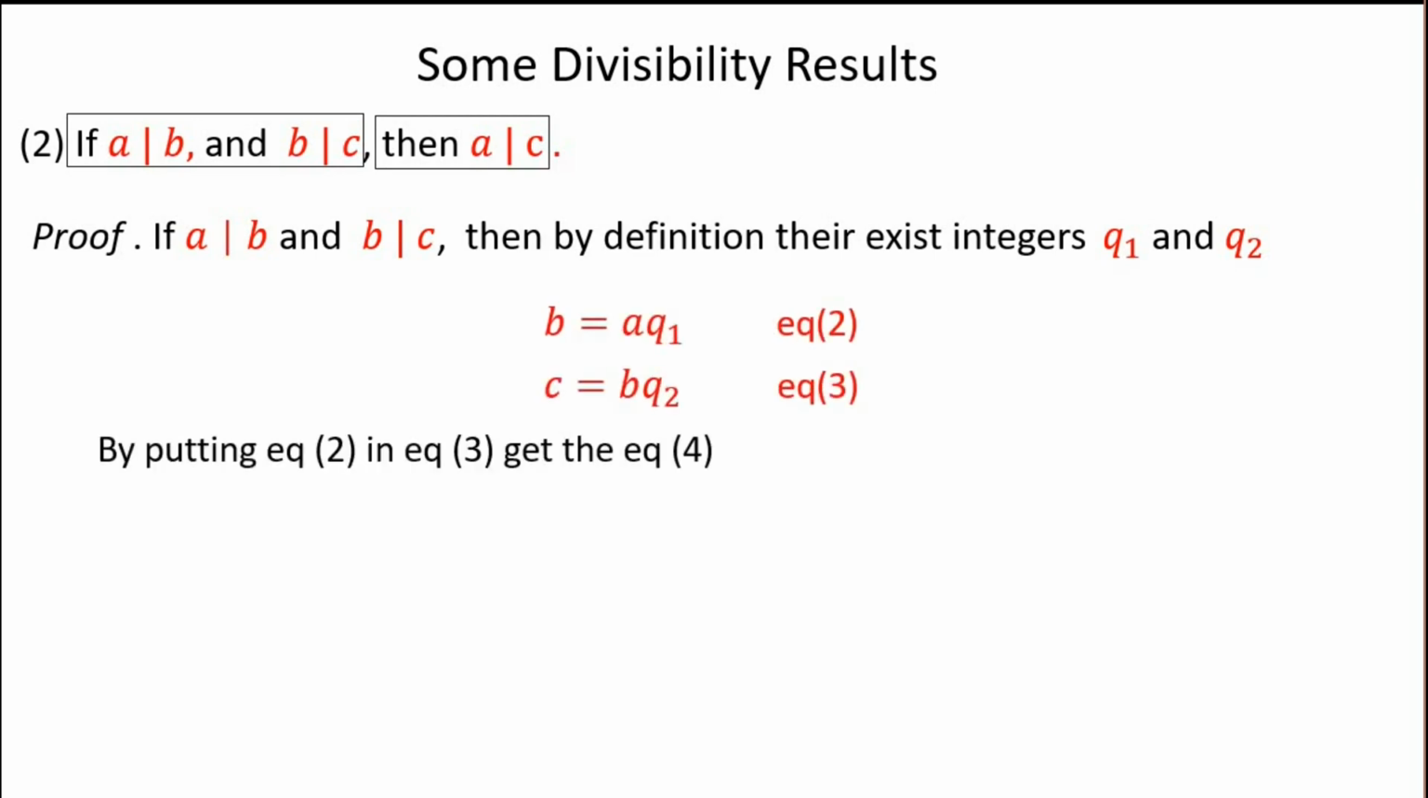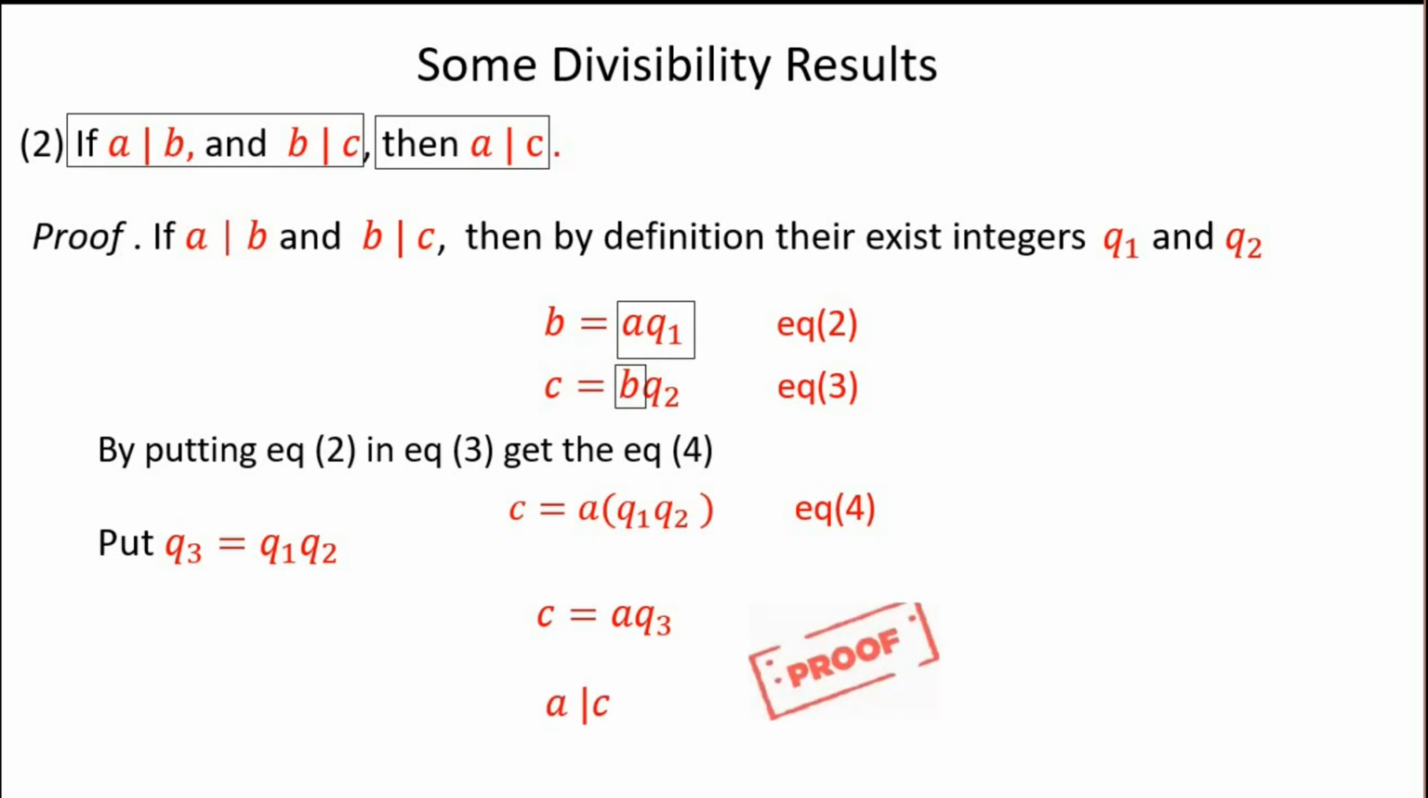By putting equation 2 in equation 3, we get equation 4, that is c is equal to a q1 q2. Since q1 and q2 are both integers, q1 times q2 is also an integer. Put q1 q2 equal to q3, so c is equal to a times q3. Since there exists an integer q3 such that c is equal to a times q3, a divides c, which is the required proof.